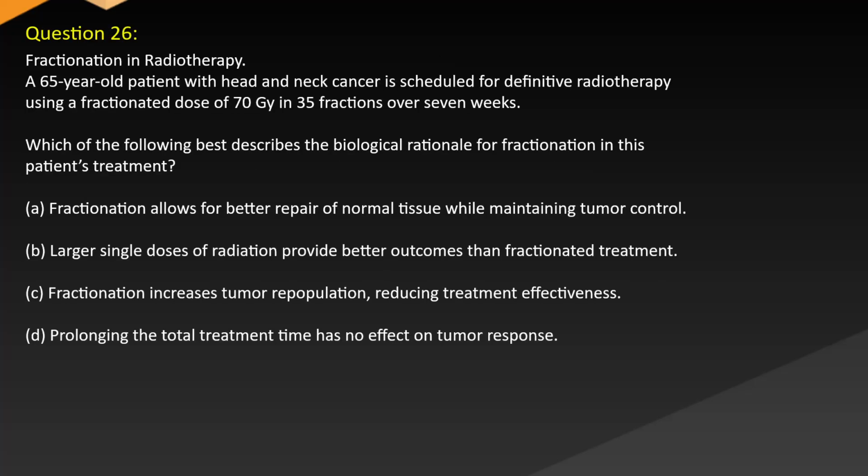Question 26. Fractionation in radiotherapy. A 65-year-old patient with head and neck cancer is scheduled for definitive radiotherapy using a fractionated dose of 70 Gy in 35 fractions over 7 weeks. Which of the following best describes the biological rationale for fractionation in this patient's treatment? A. Fractionation allows for better repair of normal tissue while maintaining tumor control. B. Larger single doses of radiation provide better outcomes than fractionated treatment. C. Fractionation increases tumor repopulation, reducing treatment effectiveness. D. Prolonging the total treatment time has no effect on tumor response.